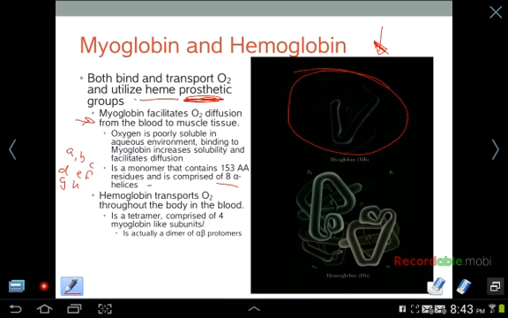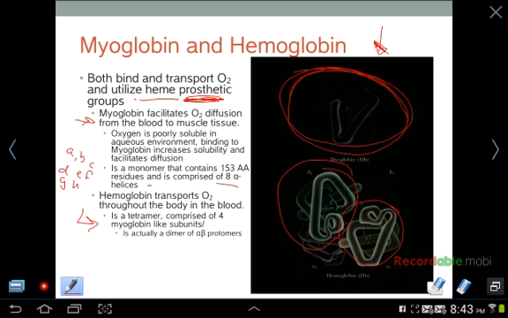Okay? Now, hemoglobin transports oxygen throughout the body in the blood. So we find hemoglobin in erythrocytes, or red blood cells. Remember, we find myoglobin in muscle cells. Hemoglobin is actually a tetramer comprised of 4 myoglobin-like subunits. As you can see, each of the subunits in hemoglobin look remarkably similar to myoglobin, although they have different primary sequences.